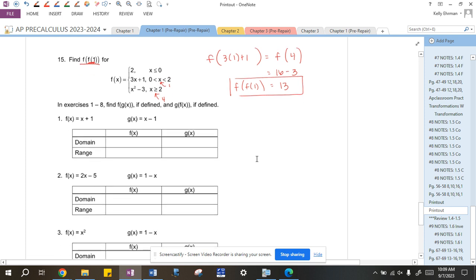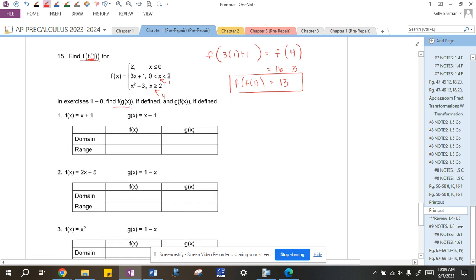All right, final set of problems. Find f of g of x and find g of f of x if defined. Now, this box here is a separate thing. This is domain and range for each of these. So we're just going to do f of g of x and g of f of x off to the side. Let's do domain and range first. These are two linear functions. So domain and range is all reals all the way around.